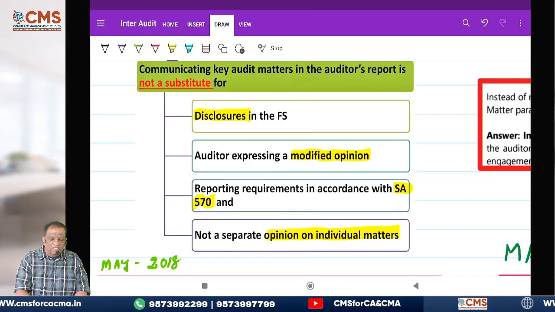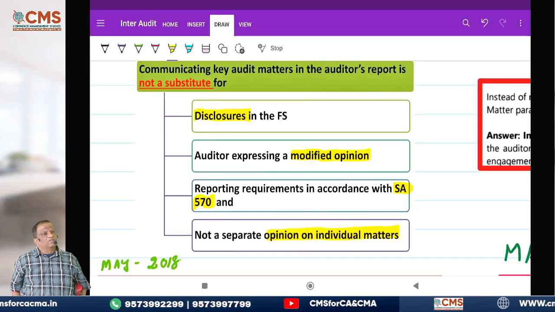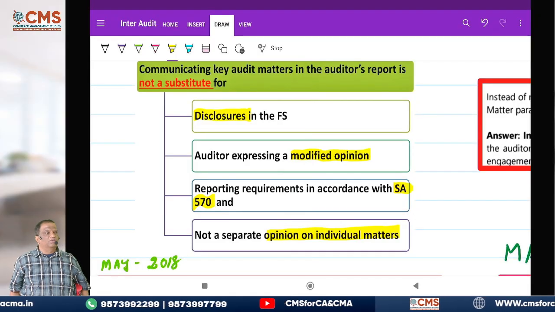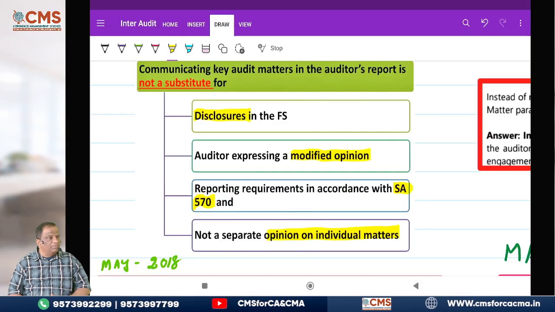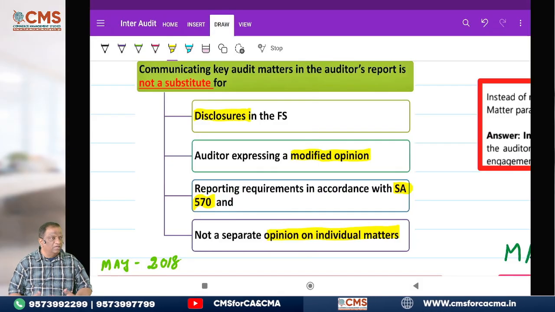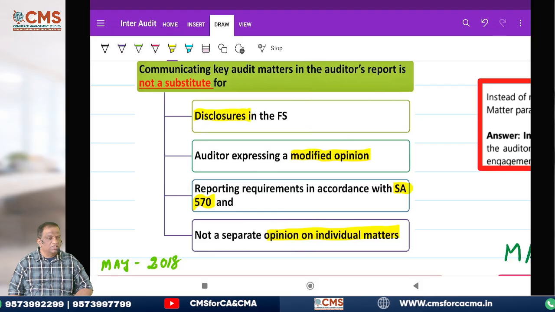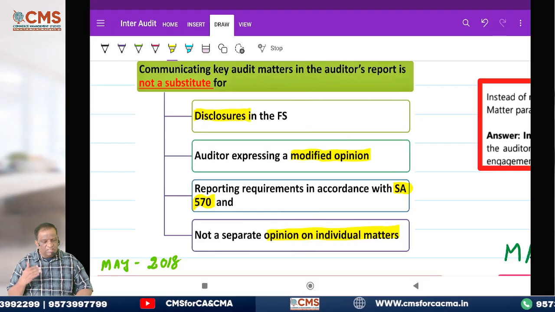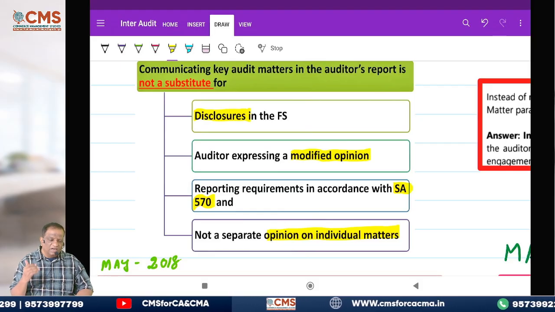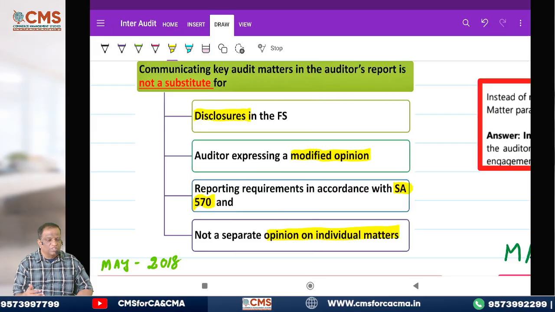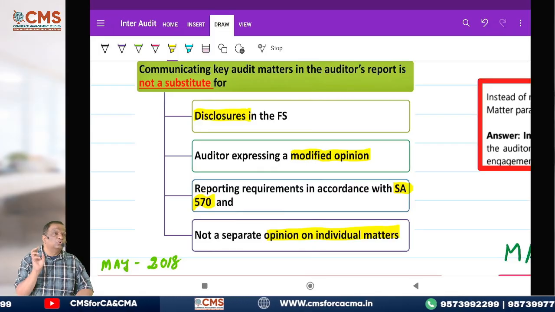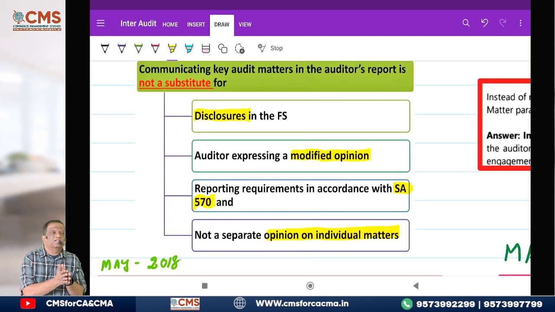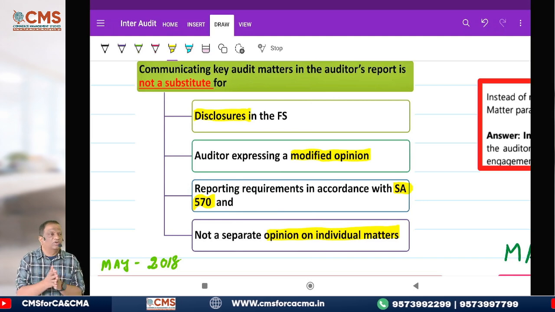And third one, reporting requirements in accordance with SA 570. Yesterday we were talking about how the auditor had to deal with going concern. What happens if it is appropriate, inappropriate, doubt, there is an uncertainty, all that. Whatever it is, you must continue to follow that. And just because an item is already disclosed in KAM, you shouldn't stop it. So to a certain extent, there will be a duplication of reference. One under the KAM paragraph and the other one under whatever it is.